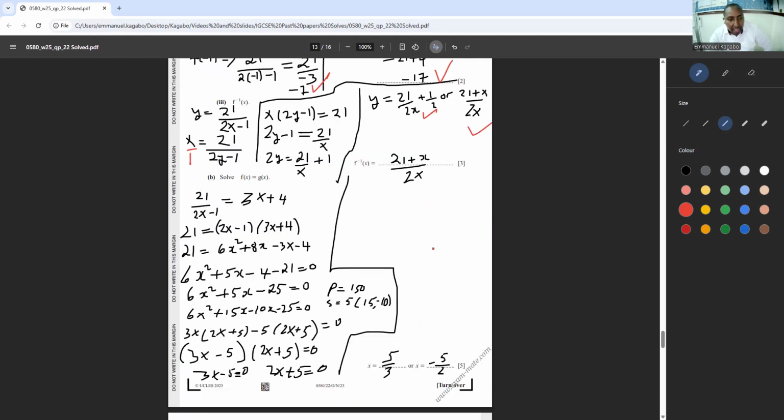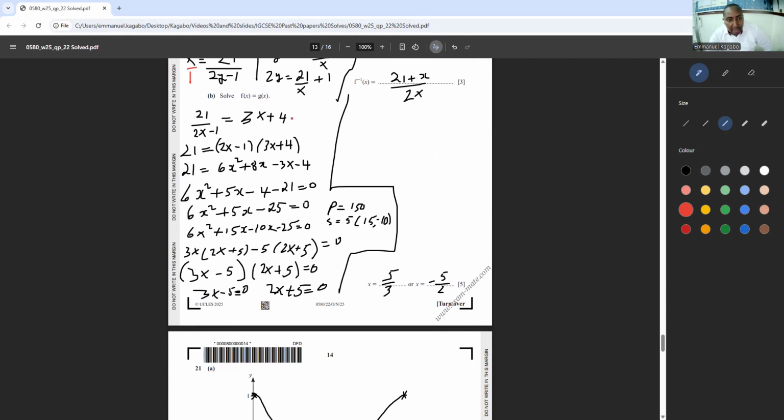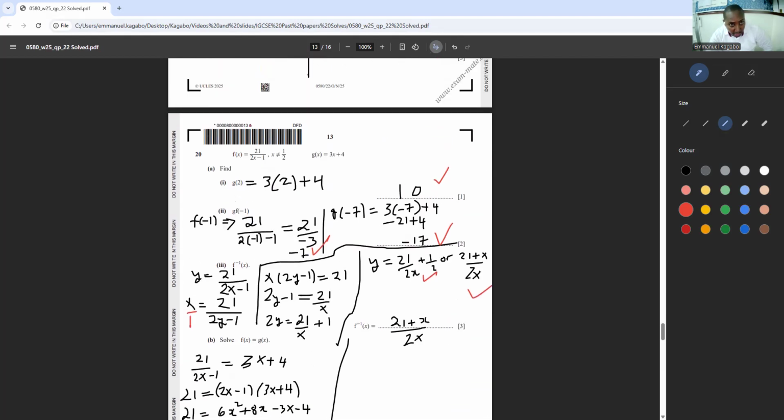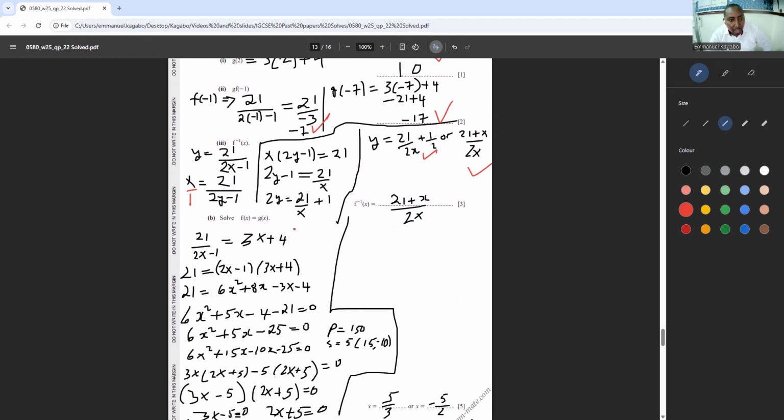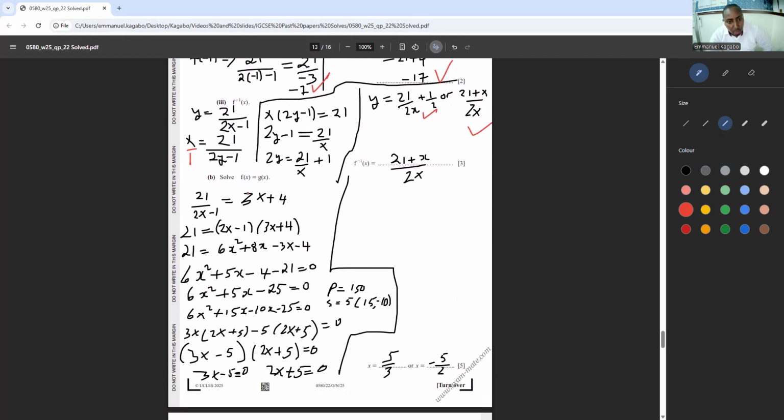Very good. Question B, they said solve f(x) equals g(x). So f(x) is 21 over 2x minus 1, and g(x) is 3x plus 4. I equate the two. So 21 over 2x minus 1 equals 3x plus 4. What do I do next? This over 1, cross multiply. Then I'll get 21 equals 2x minus 1 into 3x plus 4.